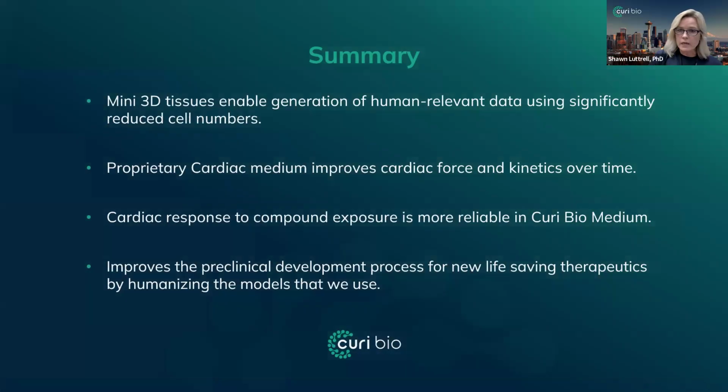And so in summary, I think I've shown you today that we can generate human relevant data using our mini tissues, which come with a significant savings on cell resources. Our cardiac medium not only improves the contractility in our mini heart tissues, it produces tissues that deliver more reliable responses to compounds. And our overarching goal with all of this is to really generate human in vitro models and systems that improve the predictive power of preclinical testing.